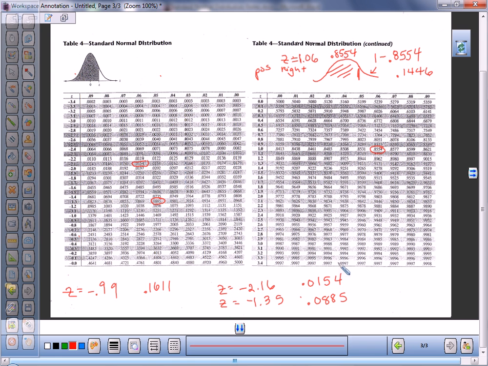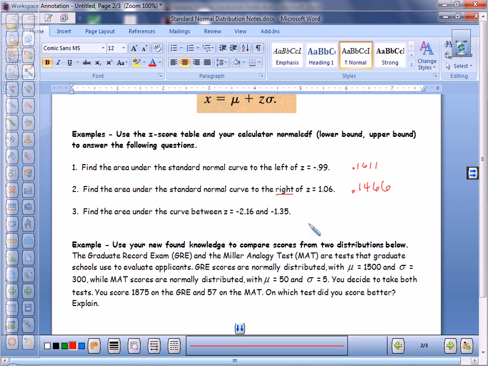So if we wanted to find the area between the two, we're going to have to subtract these. We'll take the greater and subtract the least. So we have 0.0885 minus 0.0154. And this leaves us with an area of 0.0713. And this gives us the area between those two z-scores.